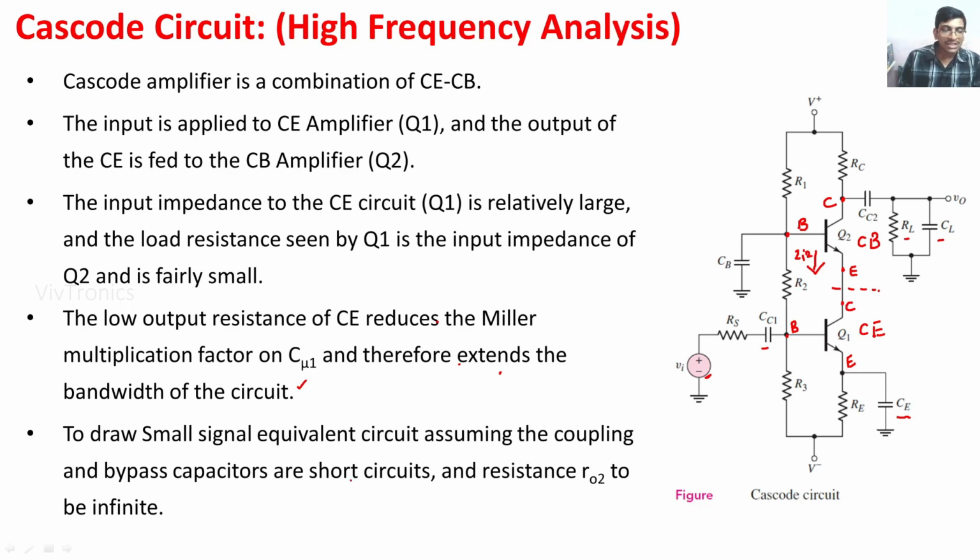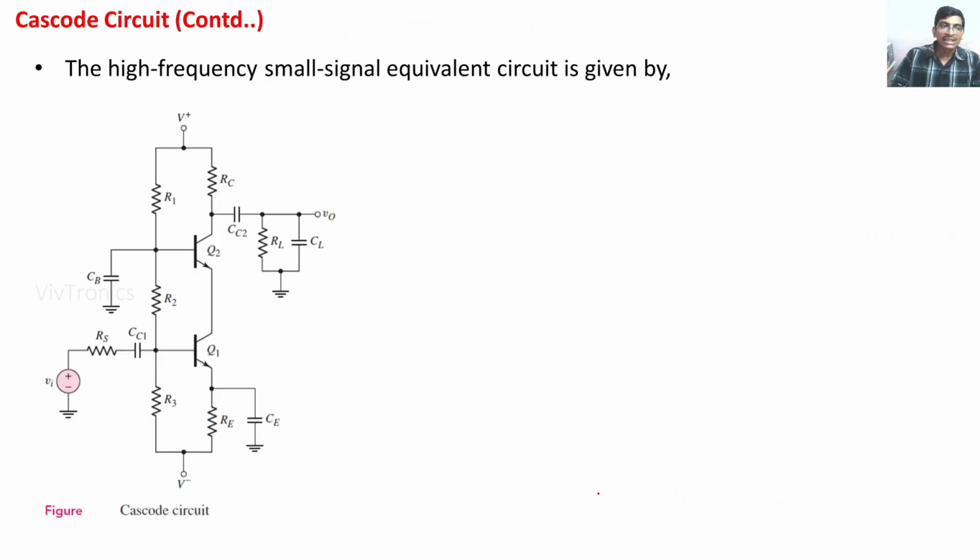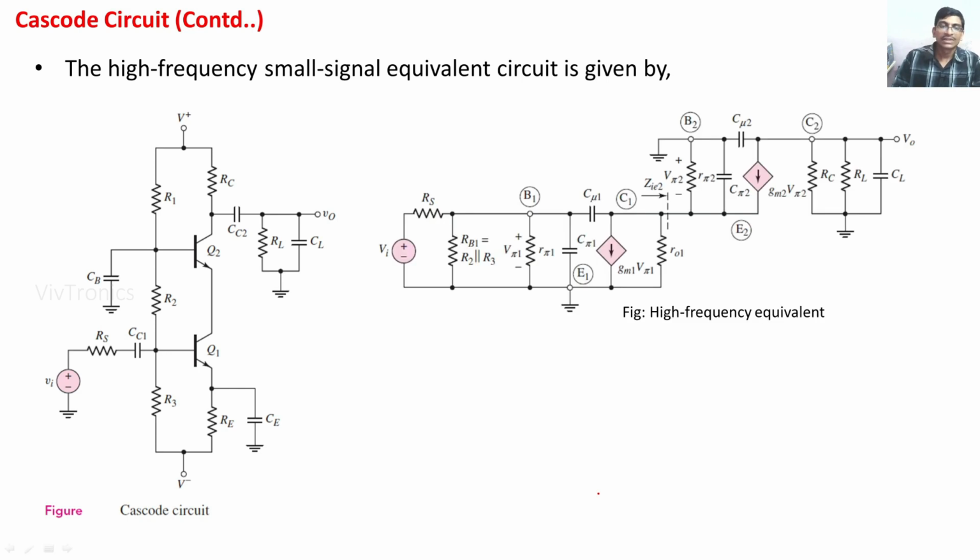Therefore, to draw the small signal equivalent circuit, we assume the coupling and bypass capacitors are short circuited and the resistance ro2, which is the internal output resistance of the transistor, to be infinite. For the CB configuration, ro2 is assumed to be infinite. The high frequency equivalent circuit can be given like this. Up to here, this is the first stage, which is the CE configuration high frequency equivalent circuit, and this one is the second stage, which is the CB configuration high frequency equivalent circuit.